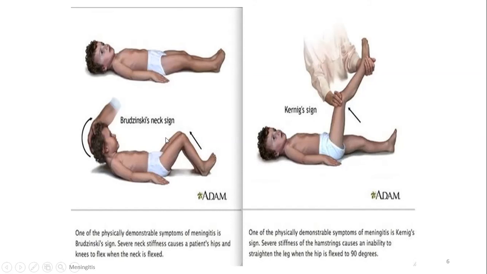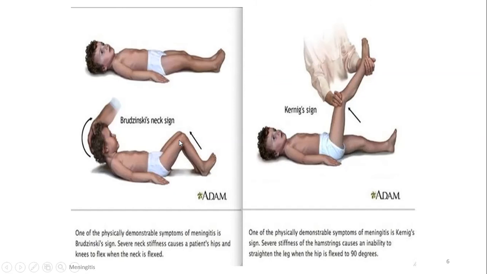The first is Brudzinski's sign. What happens in this condition? Whenever you take the baby to the physician for diagnosis, the doctor will make the baby lie down flat on a surface. Then the doctor will flex his neck. Due to the stiffness which occurs in meningitis, the baby is unable to flex the neck, and when the neck is flexed, he simultaneously flexes his hip and knee.